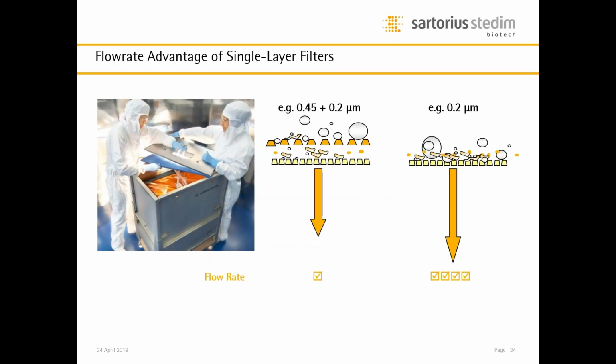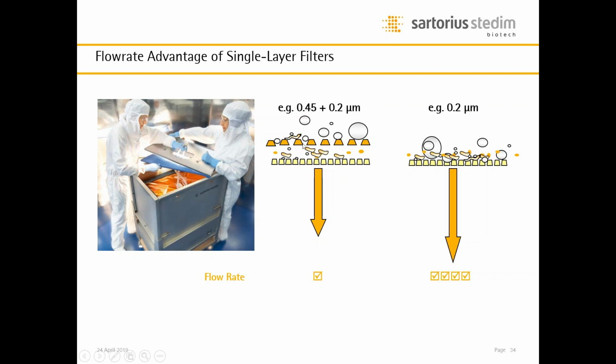I mentioned the single layer, double layer construction, yeah? Just as a reminder: 0.2 as a single layer means early blockage, and with 0.45, 0.2, the first layer retains the particles and the second layer ensures sterility. But when it comes to flow rate, you have two membranes, so two resistances to overcome.